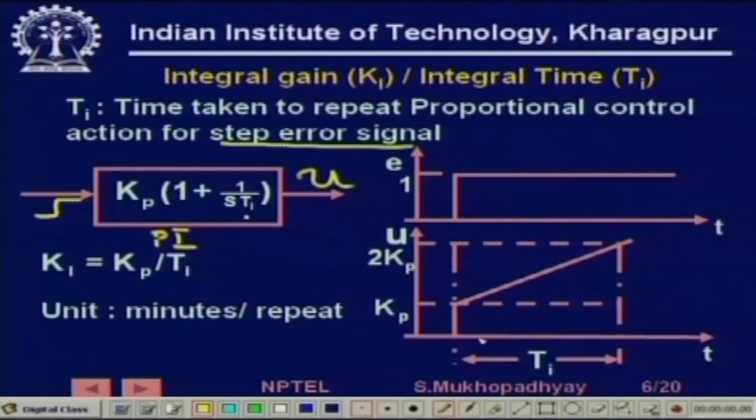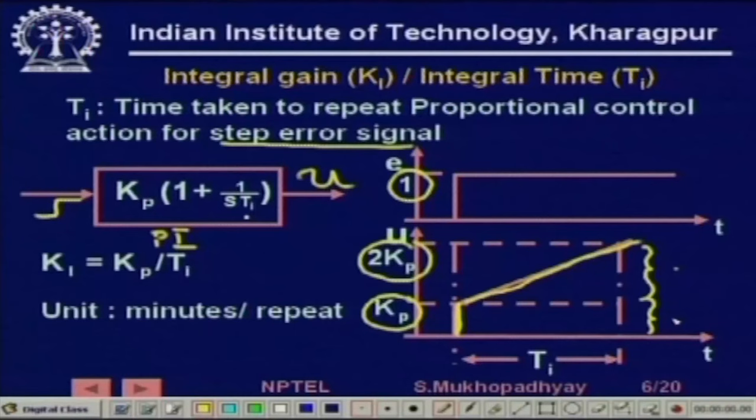Immediately the Kp part will rise, so this will be Kp into E, and then the integral term will start integrating the error, so it will go up. After some time, this integral part of the input will equal the proportional part of the input. It turns out that exactly after Ti amount of time, if the proportional control input is Kp, because I have taken the error as unity, then the total input will become 2Kp, or the integral part will repeat the proportional part. So in that sense, this definition is explained: the time taken to repeat the proportional control action for a step error signal.